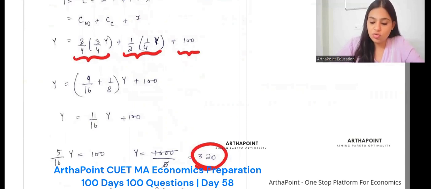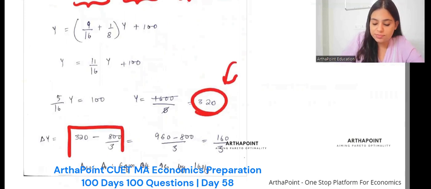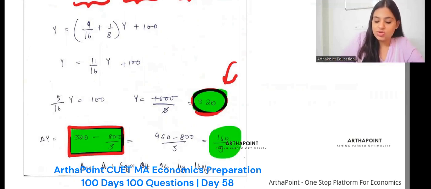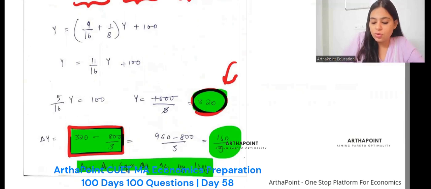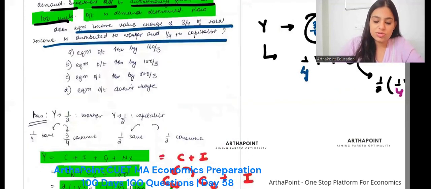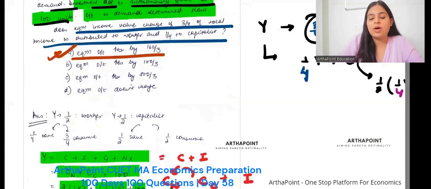So this is the new value of Y. So the change in the income will be 320 minus 800 by 3, and you will get the answer as 160 by 3. So the equilibrium output will increase by 160 by 3. So the answer to this question will be A: equilibrium output increases by 160 by 3.